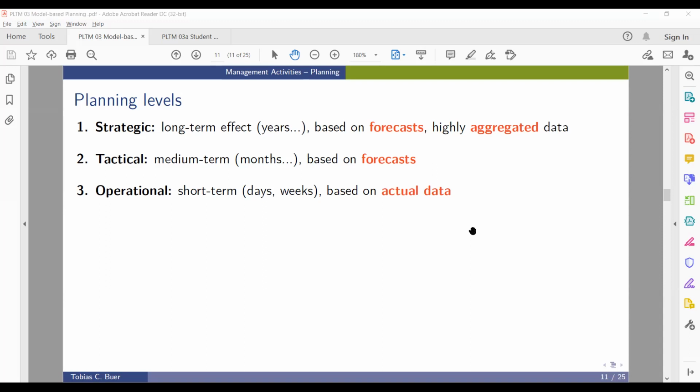So, what are the differences between these three planning levels? Strategic, tactical, operational. Let's start with number three, operational. Often you find an explanation that operational is only about short-term decisions. That's more or less true, but with respect to planning, what is a better criterion to differentiate it from the others?